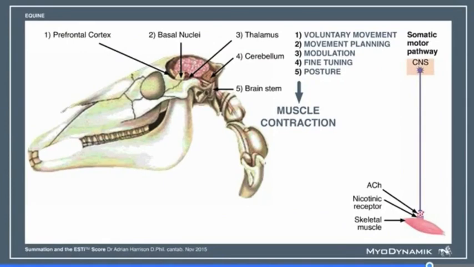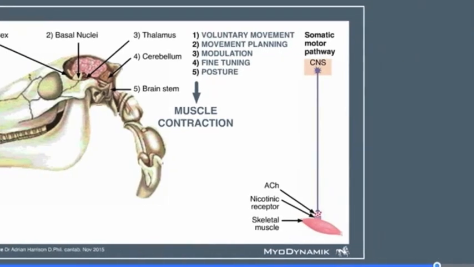The process involved in voluntary movement of a skeletal muscle starts in the prefrontal cortex and passes via the basal nuclei, thalamus and cerebellum to the brainstem. The signal from the central nervous system then passes via uninterrupted myelinated somatic motor nerves to the end plate of muscle fibers, resulting in depolarization of the muscle fibers and the generation of muscle force.